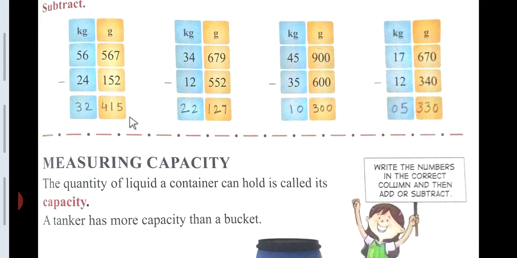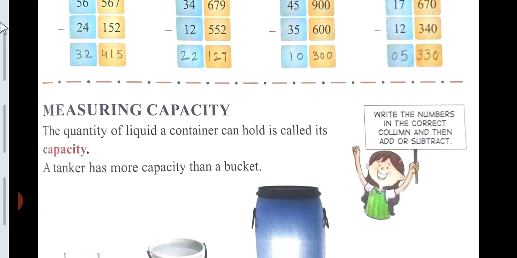32 kgs and 415 grams. 22 kgs 127 grams. 10 kgs and 300 grams. 5 kgs and 330 grams. So please see that subtract has been written, and you will minus it, deduct it. Next comes measuring capacity. So please see the definition of capacity. The quantity of liquid a container can hold is called its capacity.